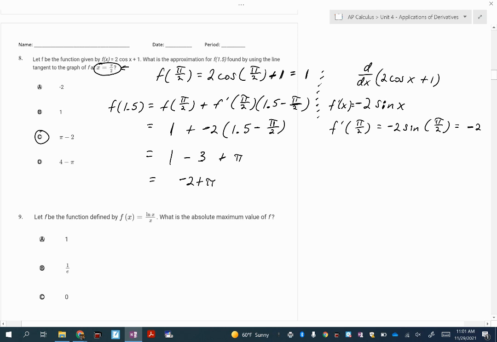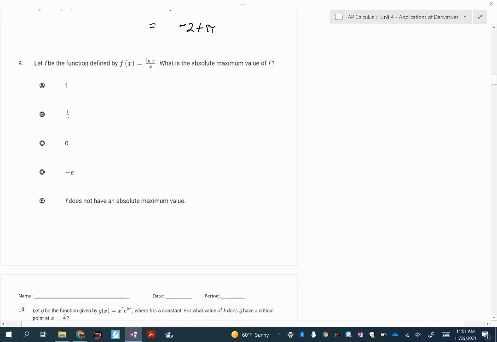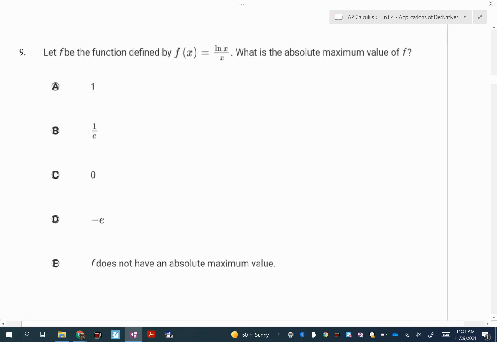All right, so that's it for approximation. Let's move on to the next lesson. In this case, we're talking about an absolute maximum value for f. The way that we did this in class by hand, and I'll show you again how to do this using Desmos. If you want to use that, that's fine.